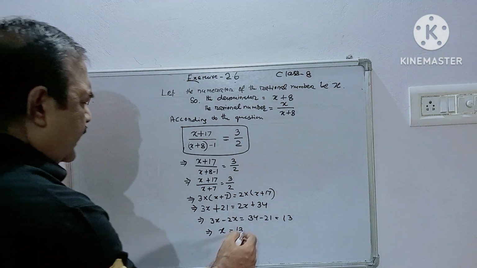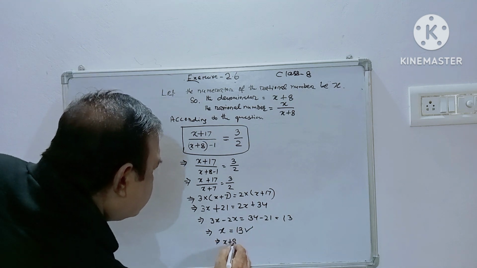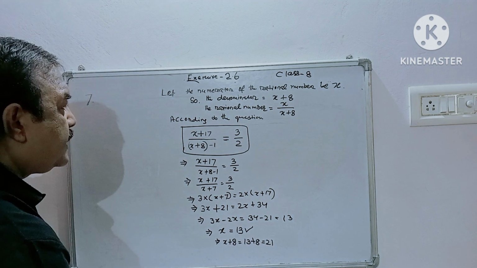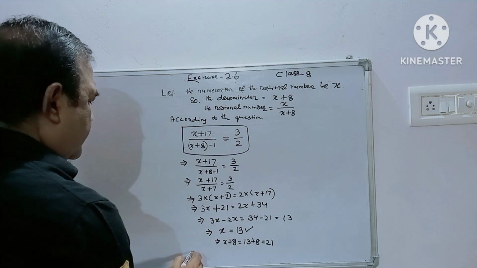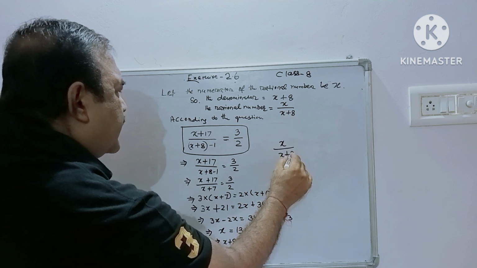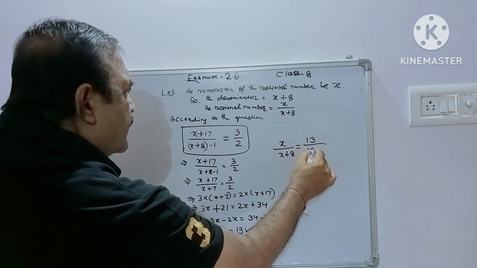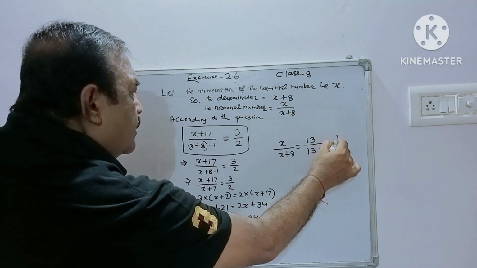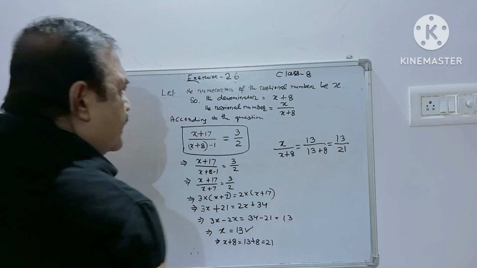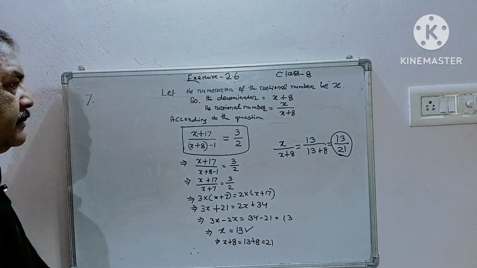If x is equal to 13, then x plus 8 is equal to 13 plus 8, that is 21. So what is the number? We have taken x upon x plus 8, in place of x we write 13 in the numerator, so 13 upon 13 plus 8, that is 13 upon 21. This will be the required number you will have to write.